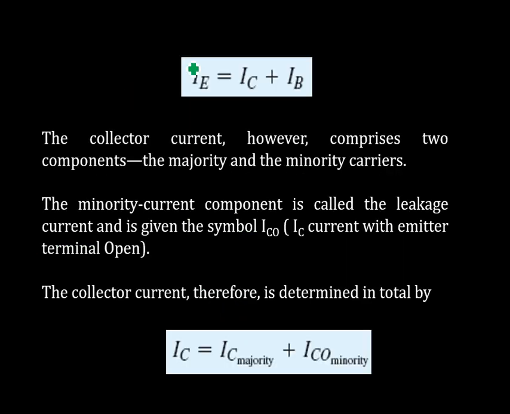So the current relation here in a transistor, you are already familiar with all these. IE is IC plus IB. The collector current, however, comprises two components, the majority and minority carriers, as I discussed just now. So the collector current can be expressed as the current due to majority carriers plus the current due to minority carriers. This current flows when the emitter is open. That ICO is shown here. IC current with emitter terminal open.